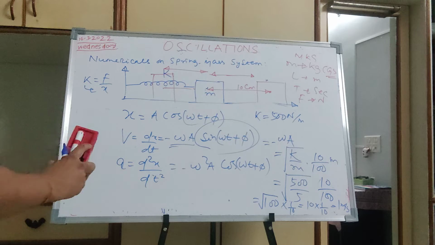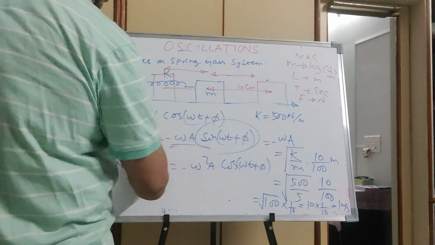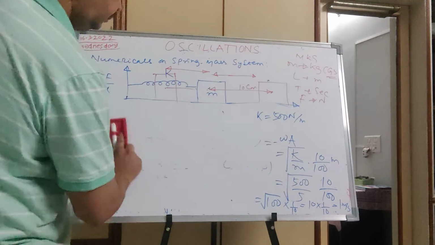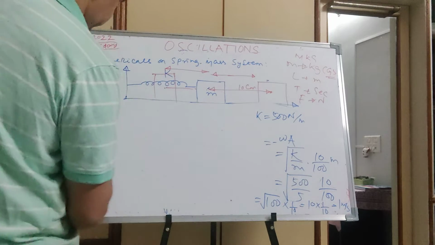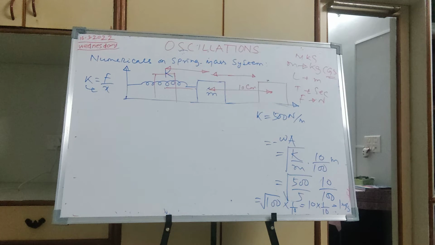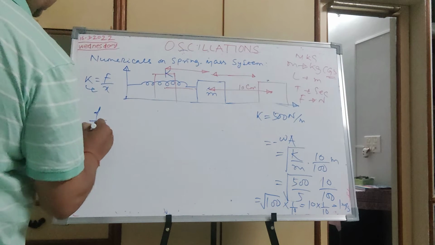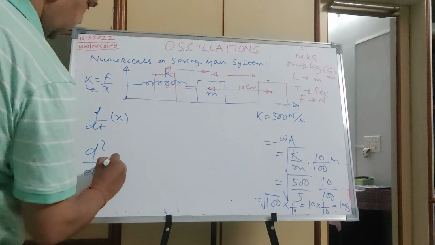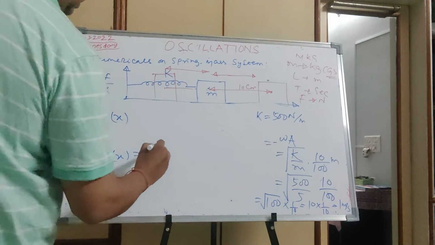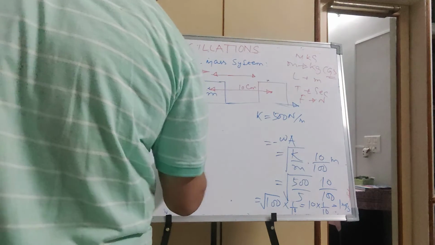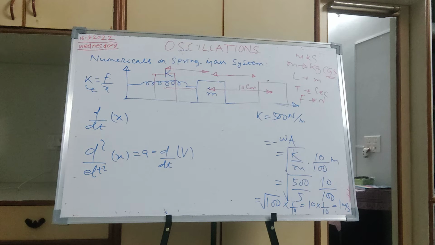Now the question is, how much is the maximum acceleration in this spring mass system? We have said d by dt of velocity, or d square by dt square of x, is equal to acceleration. So the first derivative of velocity, or the second derivative of displacement, is acceleration.